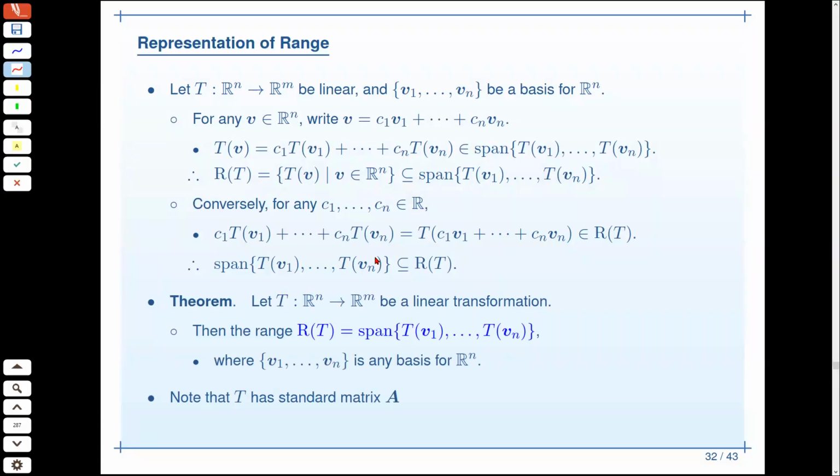Note that T has the standard matrix A, right? So the columns are the TE1, TE2, TEn. So the range of the T is the span of the TE1, TE2, TEn, but these are the columns of the A. So the range of the T is nothing but the column space of the standard matrix. Okay, very simple arguments. So that's good.